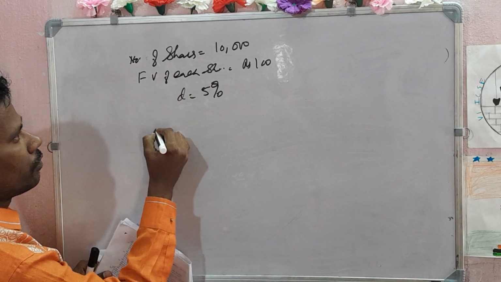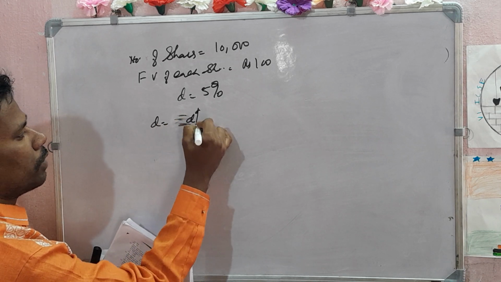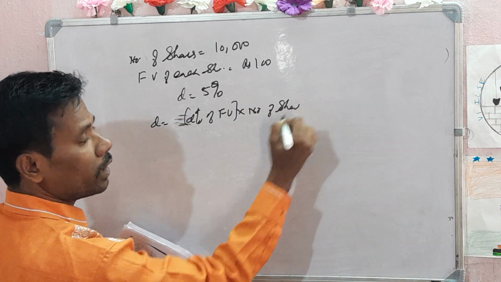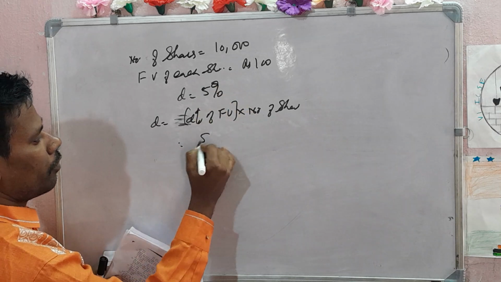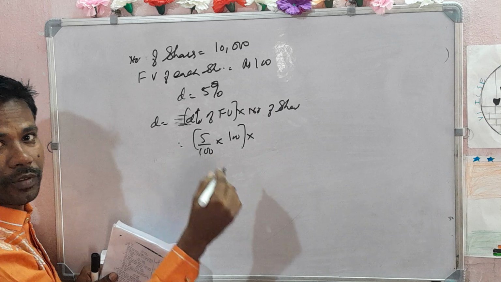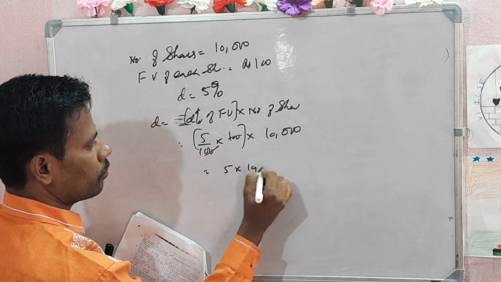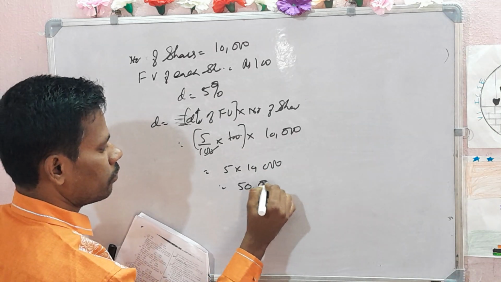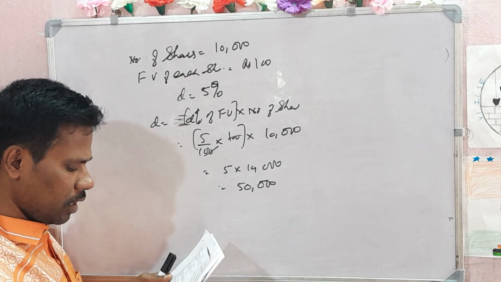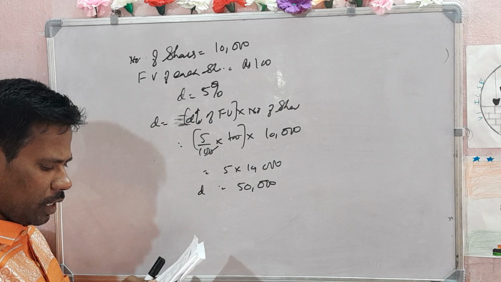So, what is the formula? Dividend is equal to dividend percentage of face value into number of shares, right? So dividend percentage is 5 by 100, into face value 100, into number of shares 10,000. That gives $50,000. So 50,000 is the dividend, right? Dividend is 50,000.